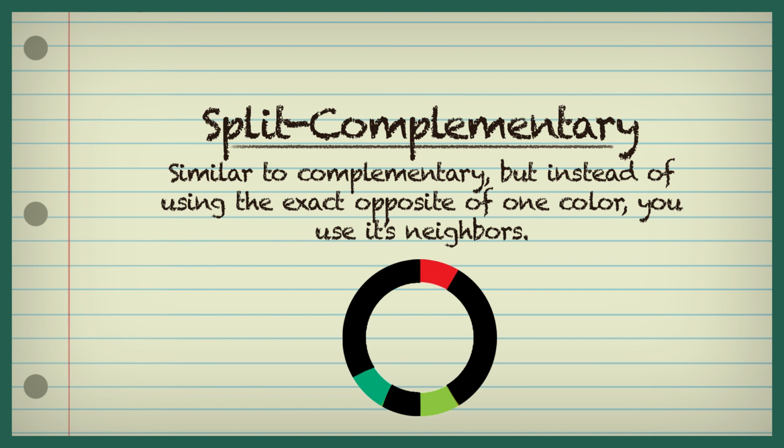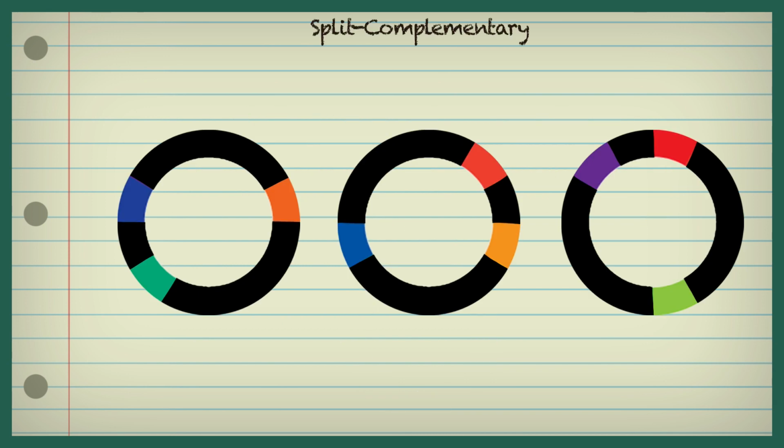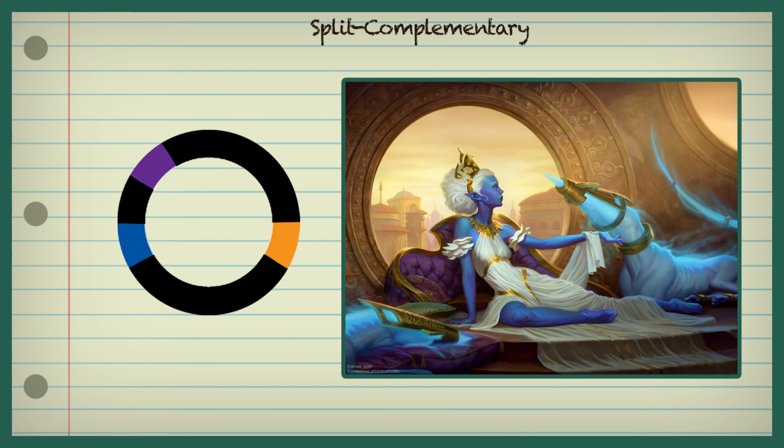The difference is instead of using the exact opposite of one color, you use its neighbors. So let's use the blue and orange example again. Instead of blue and orange, it'd be orange and teal with violet. Or alternatively, it could be blue with, according to this color wheel, vermilion and amber. God, that's way fancier than just calling it red orange and yellow orange. This doesn't create quite a striking contrast of colors, and it makes it feel a little bit more balanced and harmonized. Personally, this is my absolute favorite color scheme to use in my illustrations and characters, and I didn't even know it was a possible color scheme for a very, very long time.